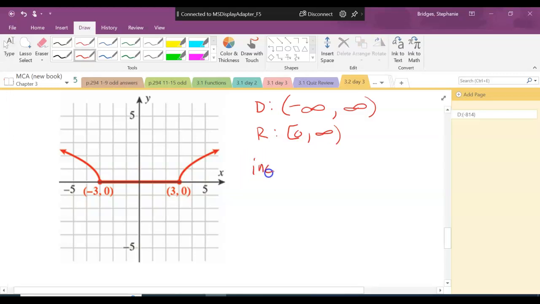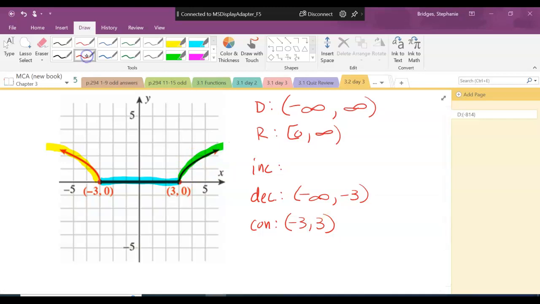All right, then we're going to go increasing, decreasing, and constant. Starting from left to right, what is this first section doing? Left to right. What am I doing? Decreasing, and what would that interval look like? Negative infinity to -3, okay. And then this middle section would be what? Constant between what numbers? Okay. And then this last section would be increasing, and what's that interval? 3 to infinity.